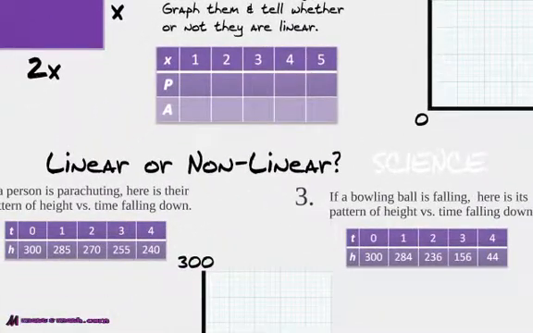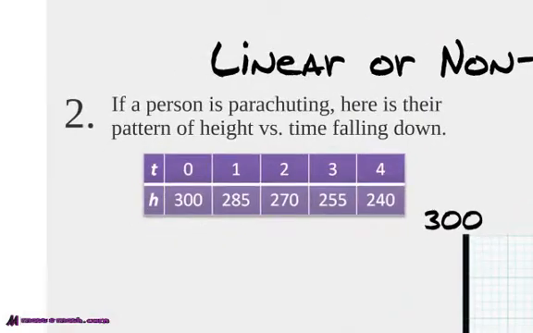All right, let's look at an example in science now. Is it linear or nonlinear? If a person is parachuting, here is their pattern of height versus their time falling. Starting out at 0, they're at a height of 300, and after 1 second they're at 285, 2 seconds 270, 3 255, 4 240.